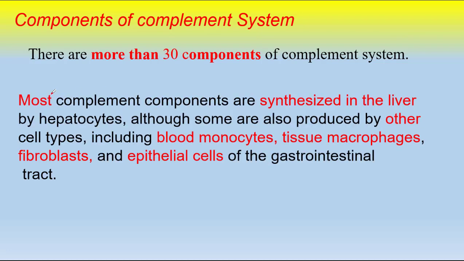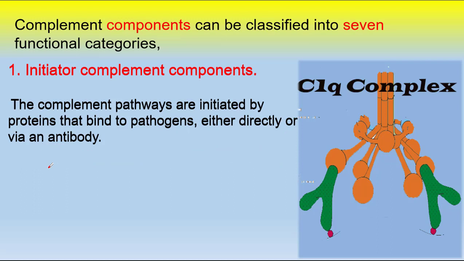Most components are synthesized in the liver by the hepatocytes, although some are also produced by other cell types including blood monocytes, tissue macrophages, fibroblasts, and epithelial cells of the gastrointestinal tract. Complement components can be classified into 7 functional categories.